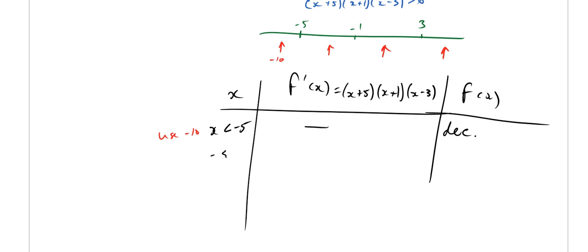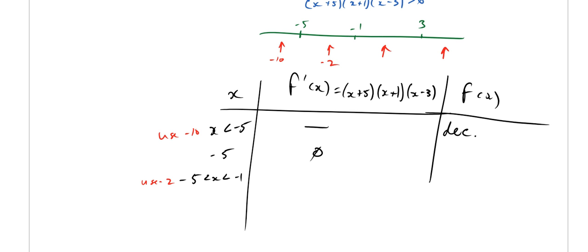At -5, I know that it's 0. And then from -5 less than x less than -1, pick some value. I'll use -2. Make sure it's in that interval. Don't allow that to be your mistake. I could imagine if there were fractions, I've seen people make mistakes like that.